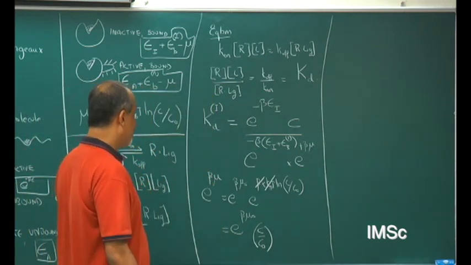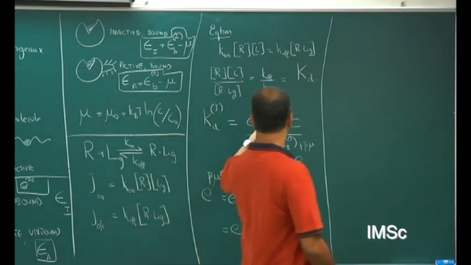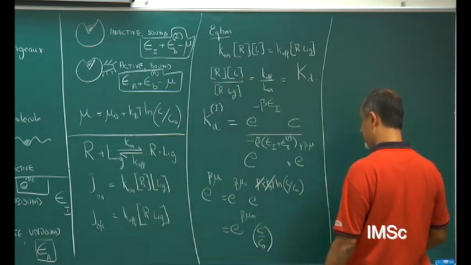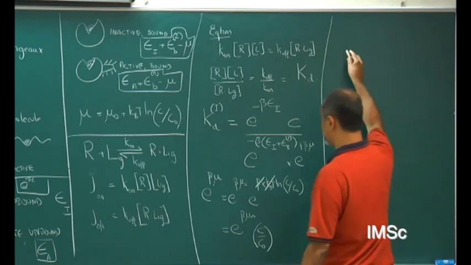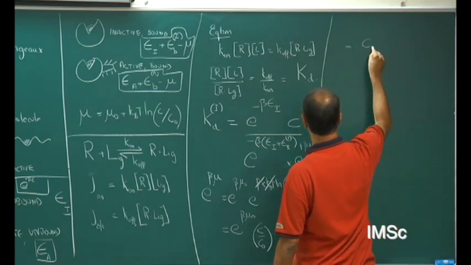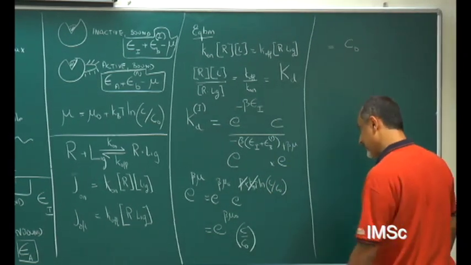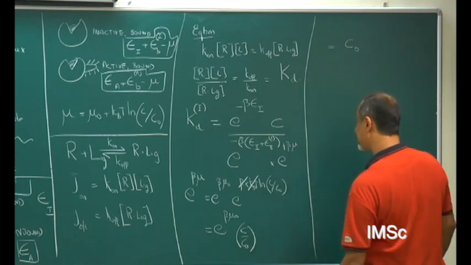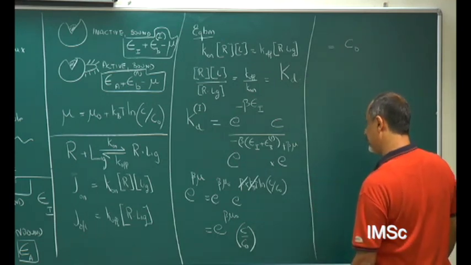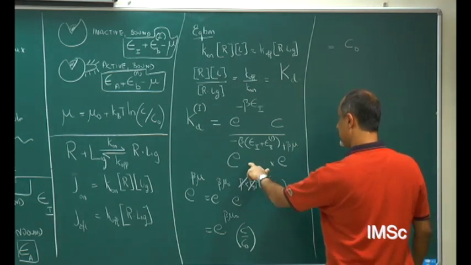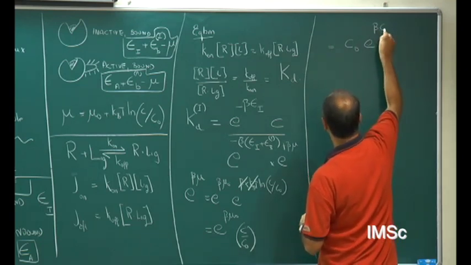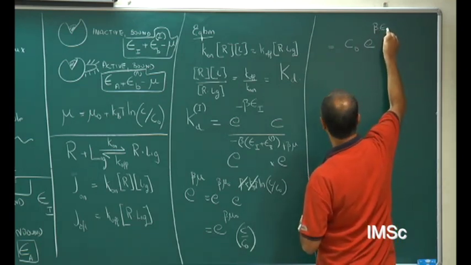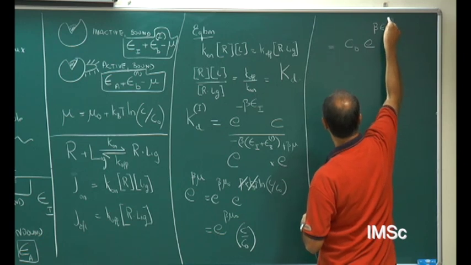Okay. So now I can simplify various terms here. The first term goes from the top and the bottom, and the C also goes from the top and the bottom. C naught lands up at the top. So this is just a term in C naught from here, and then a term in e to the power beta times epsilon bound in the inactive state.